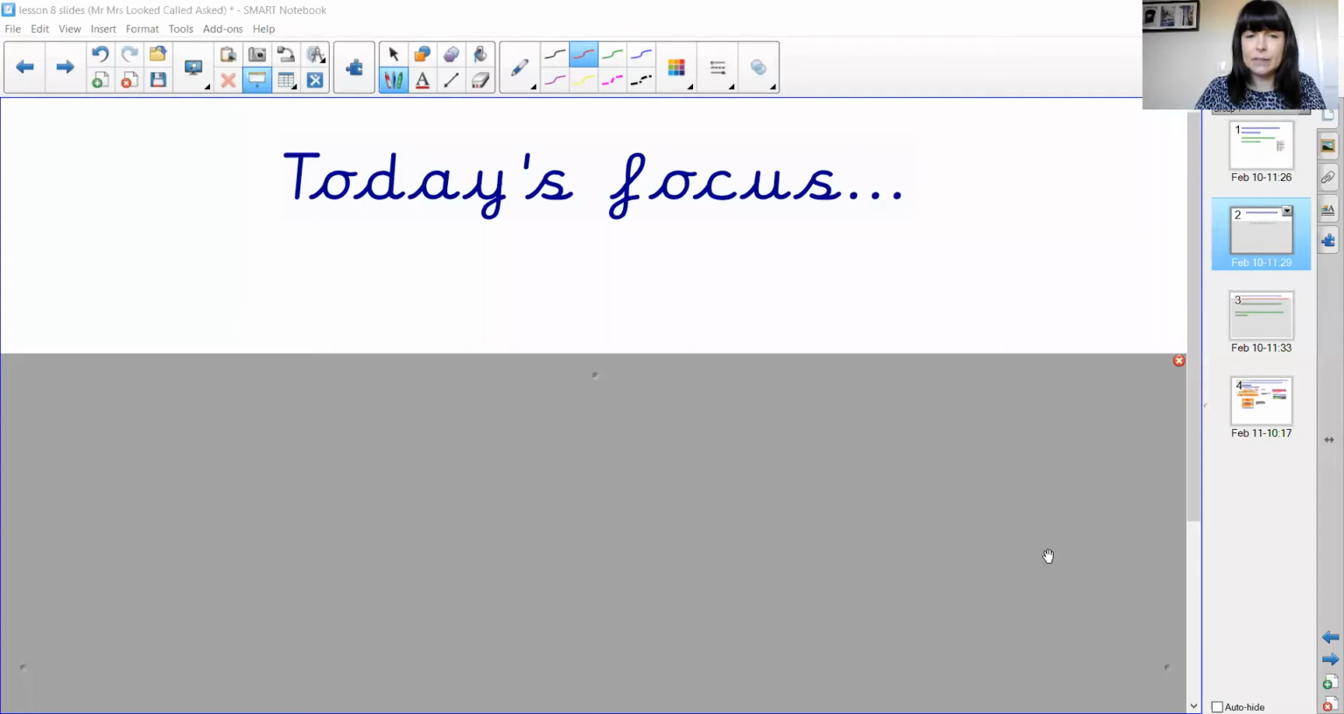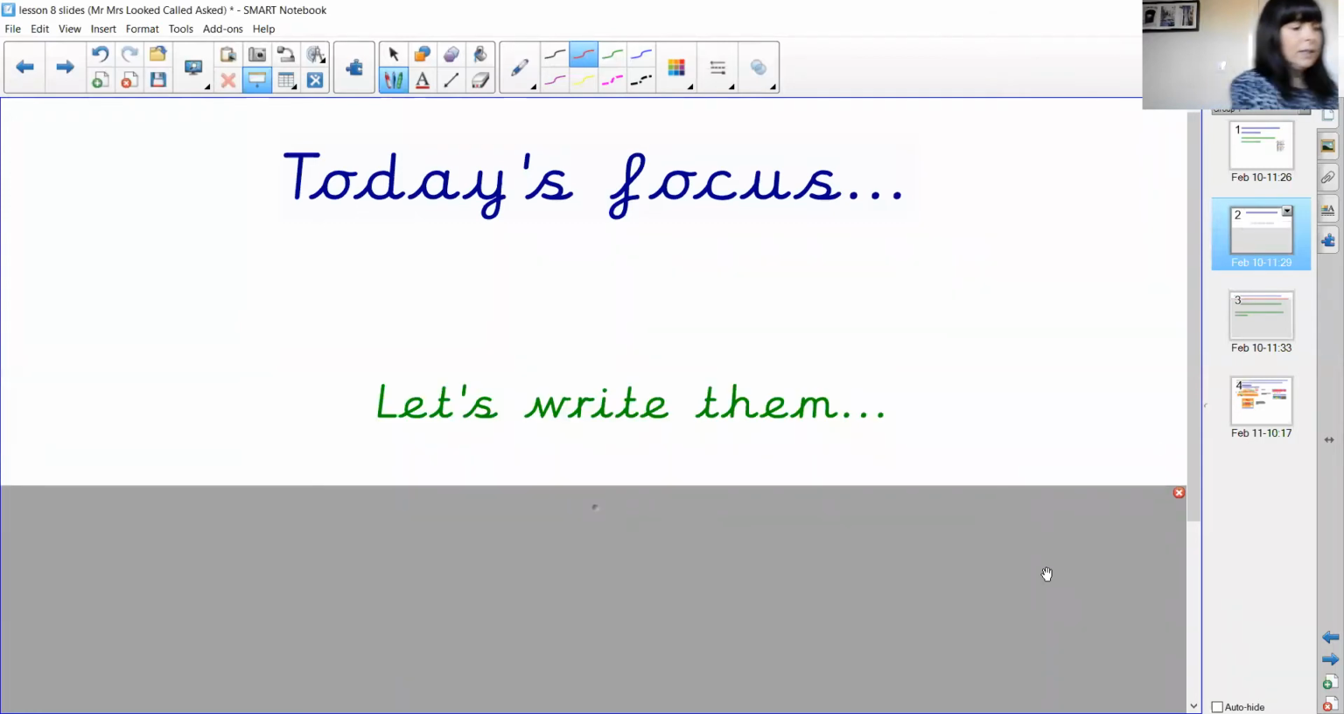Put them in a slightly different order. Mr. Called. Asked. Looked. Mrs. Okay. So if we just go back to our slides. These are our focus words for today. Let's have a go at writing them, looking at one at a time before we look at some sentences as well.